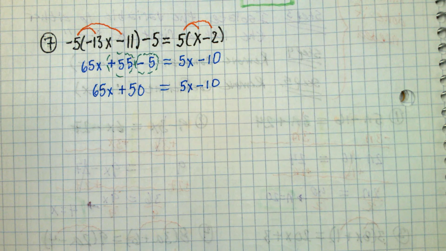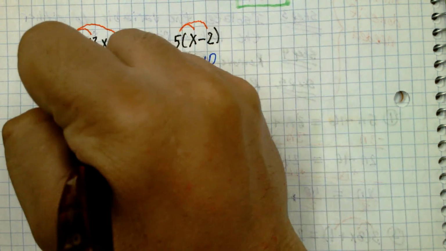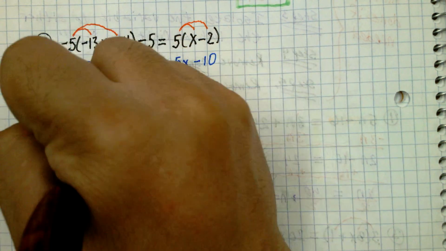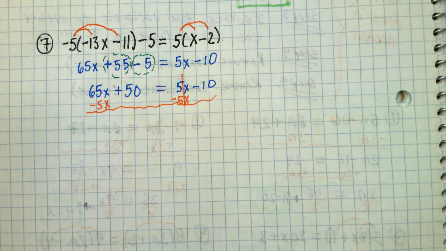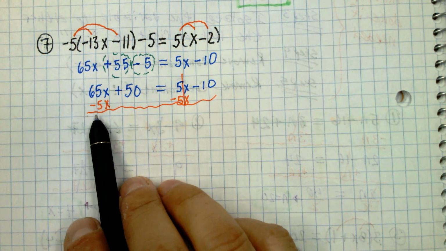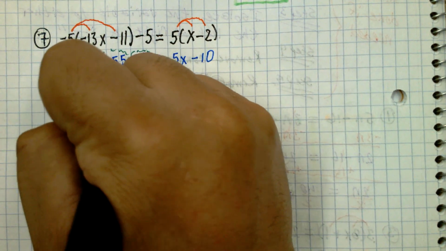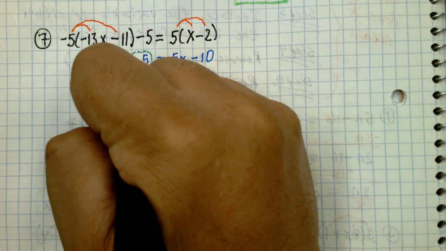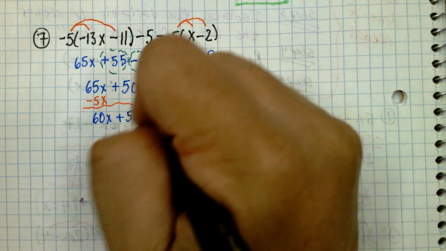Okay, so now we're here. So this has all the steps: distribute, combine terms on each side, eliminate the variable. Let's get rid of 5x. I'm going to put negative 5x on both sides to eliminate this. Okay, so let's see, I got 65x, take away 5x. That would make 60x, bring down the plus 50, equals, I got minus 10, so bring that down, negative 10.